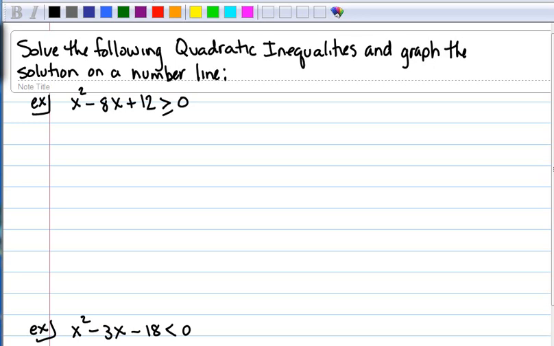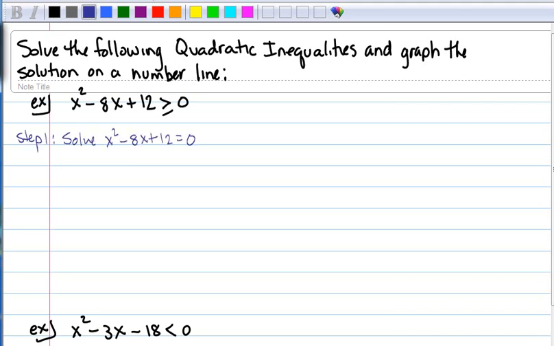In this video, I'm going to show you how to solve the following quadratic inequalities and graph the solution on a number line. So I'm going to start with my first example, x squared minus 8x plus 12. It's a quadratic equation, or quadratic expression, greater or equal to 0, which makes it a quadratic inequality.